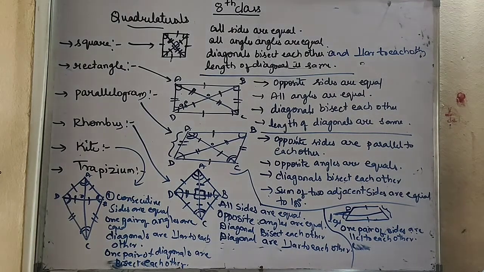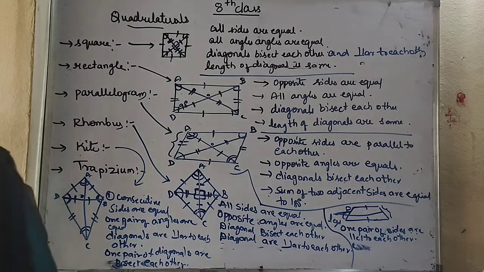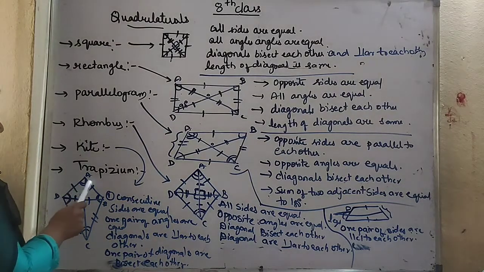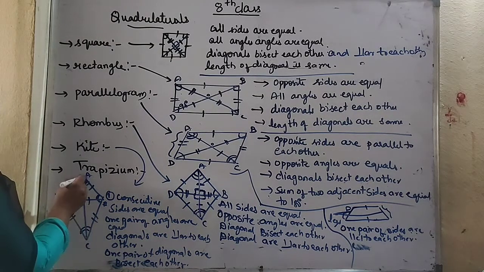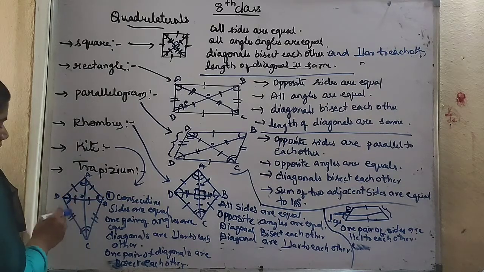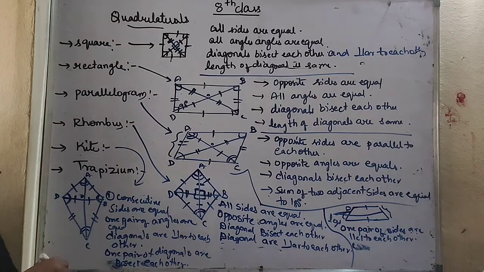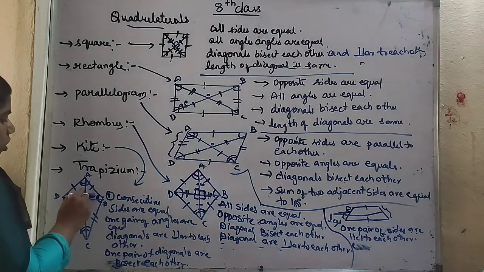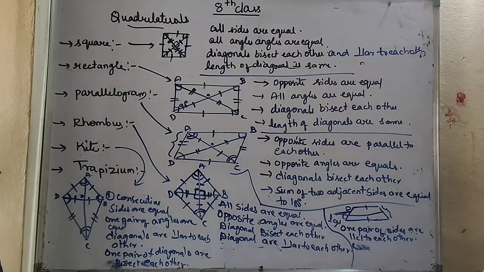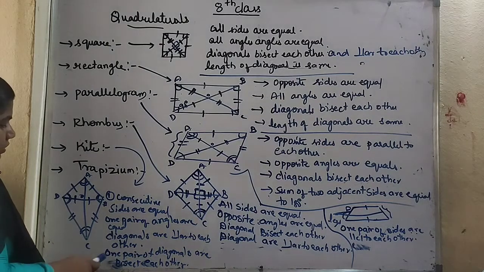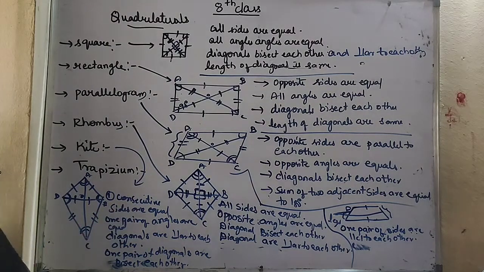Next is kite. What are the properties of kite? One pair of consecutive sides will be equal. This length will be equal to this length. This length will be equal to this length. Only one pair of angles will be equal. One pair of diagonals bisect each other. And the sum of two consecutive sides will be 180. So these are the properties of kite.